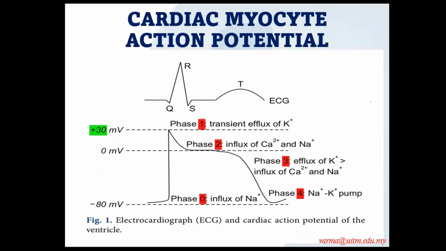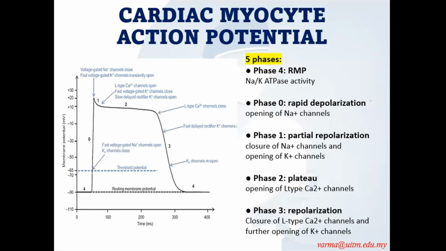So next we go to the cardiac myocyte action potential. This is what you're going to write in the exam. So phase 4 is your RMP, which is determined by your sodium potassium ATPase activity. Just write that. RMP minus 90 millivolt handled by sodium potassium ATPase activity. Enough. That point is enough.